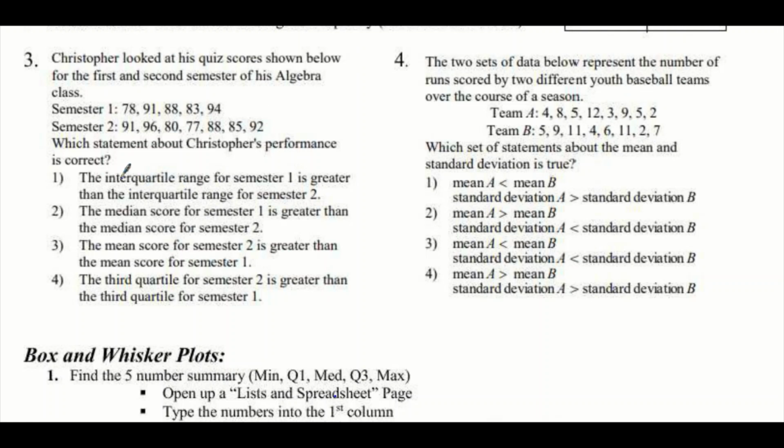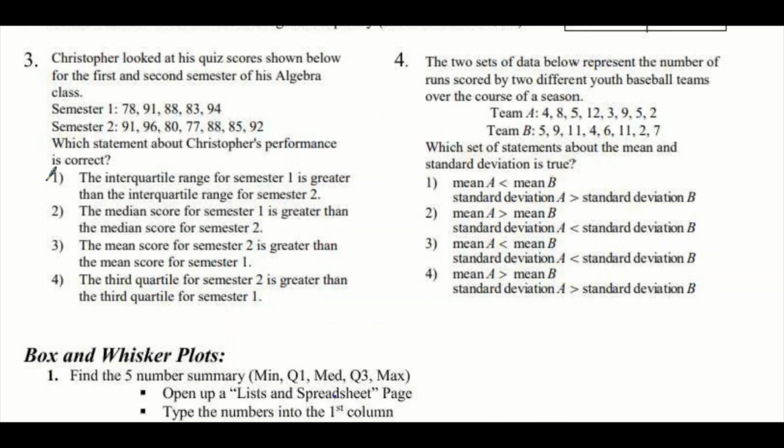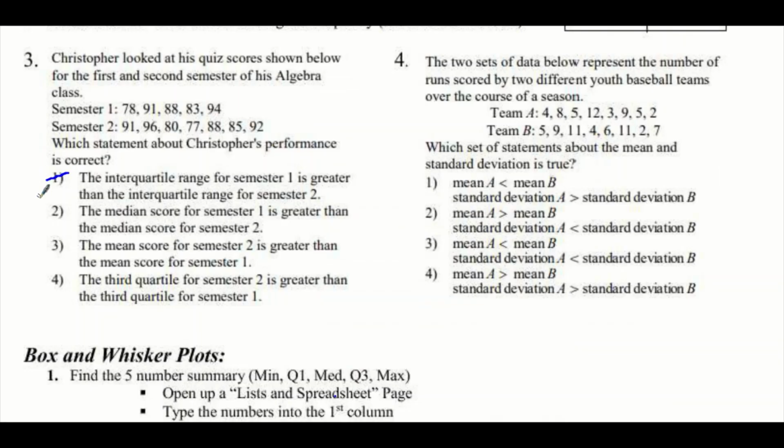All right, so if we go back, we take a look at the interquartile range. I think I did this wrong earlier. This is 12, 80 to 92. And for number 2, it's also 12, 80 to 92 for 80.5. So we can see that this is actually false, okay? The median score for 1 is greater than 2. So the median is 88. Here it's 88, so this is also false, okay?